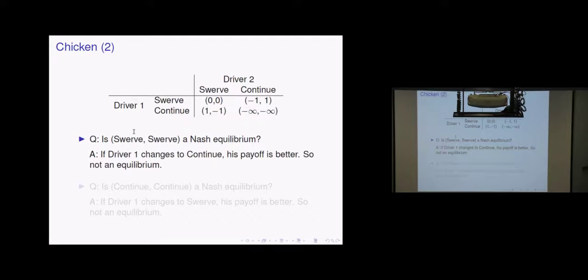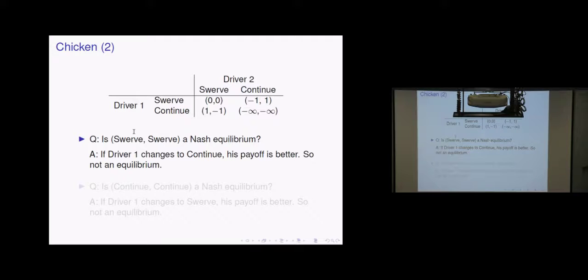Okay, so for example, look at driver 1. If driver 1 decided to move away, say, give up this strategy and change from swerve to continue, does he gain? Well, if he makes this move, the other guy stays, right? And then we'll be in this situation. If driver 1 changes from swerve to continue, his payoff is better because the original payoff was 0. Now his payoff is 1, right?